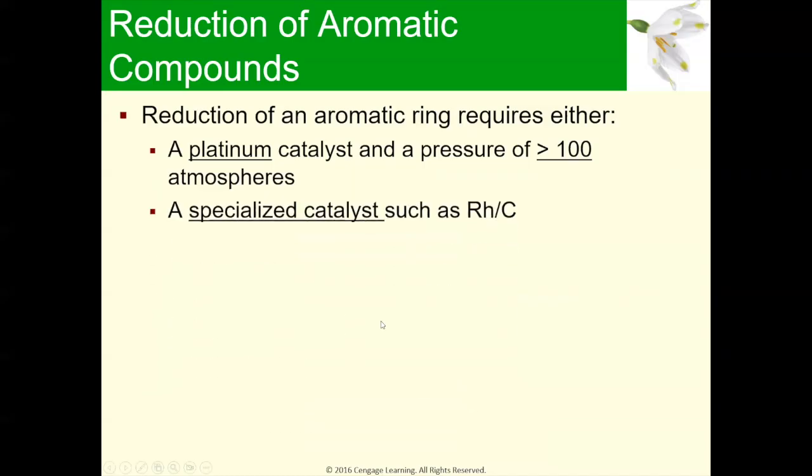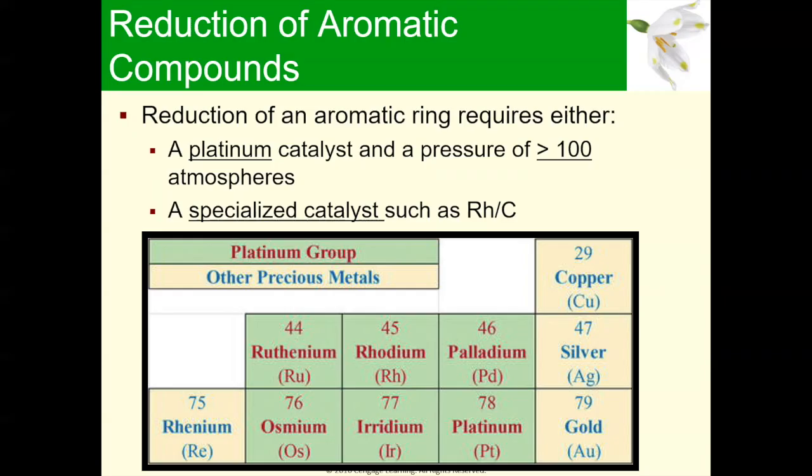Okay? Or you could use a specialized catalyst, which instead of platinum or palladium is going to be rhodium, Rh. So that's in the same area of the periodic table. If you look at the periodic table, there's rhodium. It's near platinum and palladium. So these are the normal catalysts we would use for hydrogenation, palladium and platinum. So it's in the same neighborhood, but it's just more effective for this particular purpose.